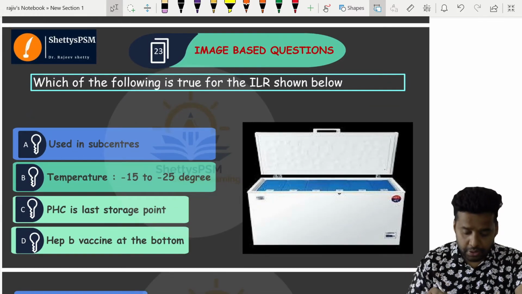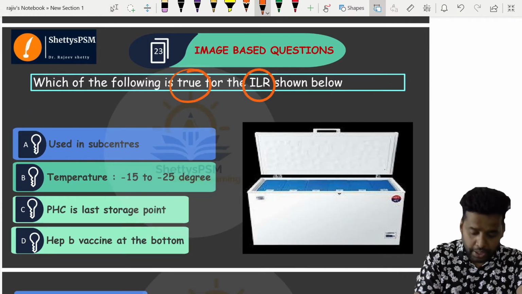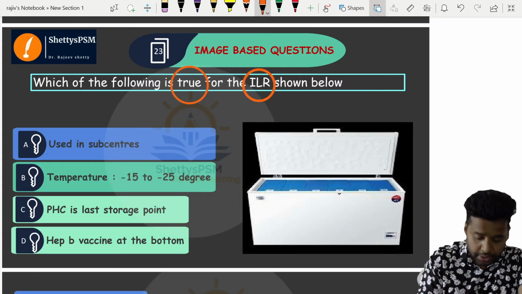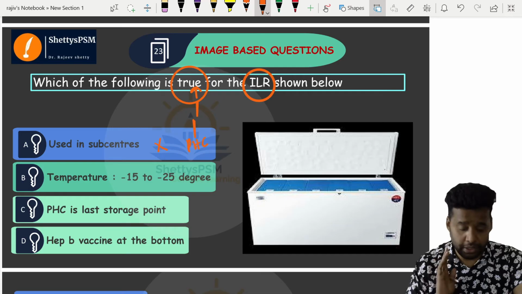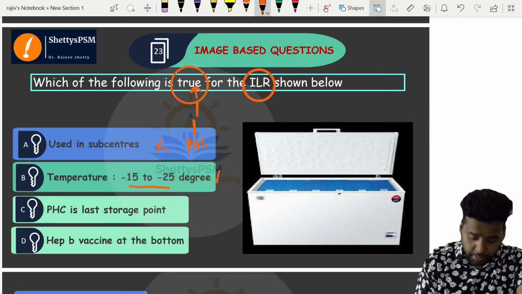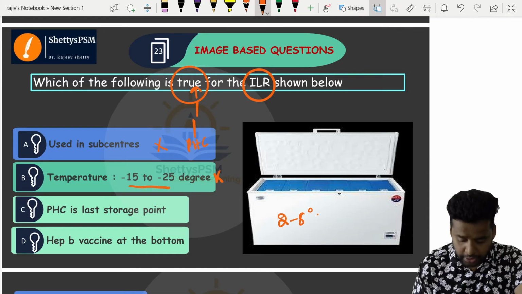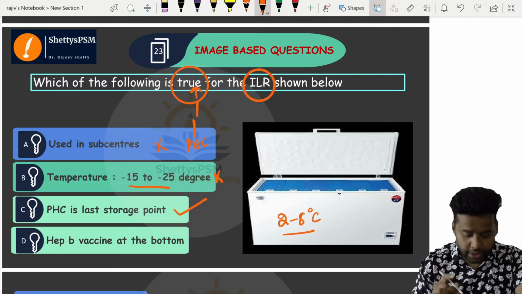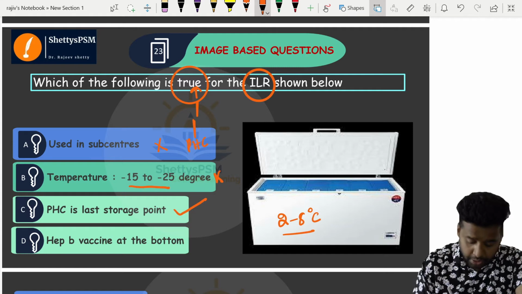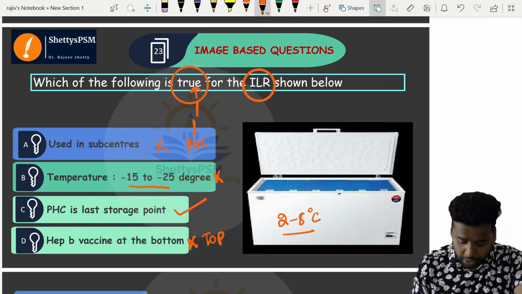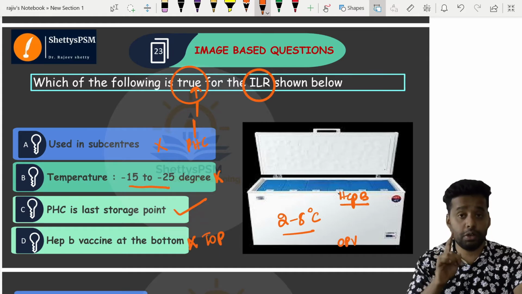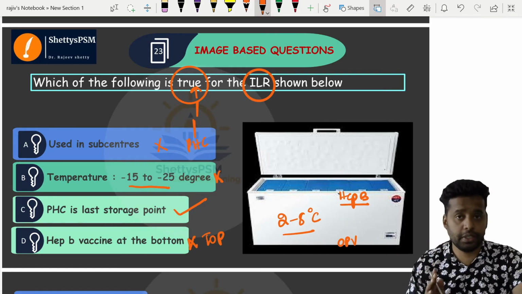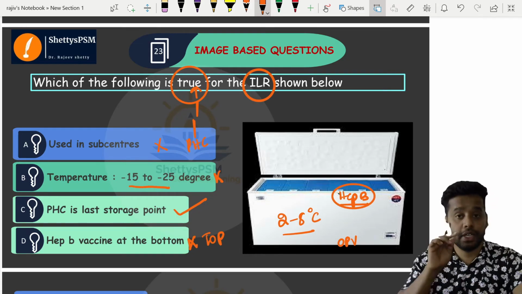Very good. Come to this and tell me the true statement for Ice-lined refrigerator. Used in sub-centers? No. From primary health center and above. Last storage point is primary health center. Temperature minus 15 to minus 25? No, it is 2 to 8 degree. PHC is the last storage point. Yes, correct. Agreed. Hepatitis B at the bottom? No, at the top. At the bottom we are keeping OPV. At the top we are keeping hepatitis B. Why hepatitis B at the top? Most freeze sensitive vaccine. Most freeze sensitive vaccine is hepatitis B.